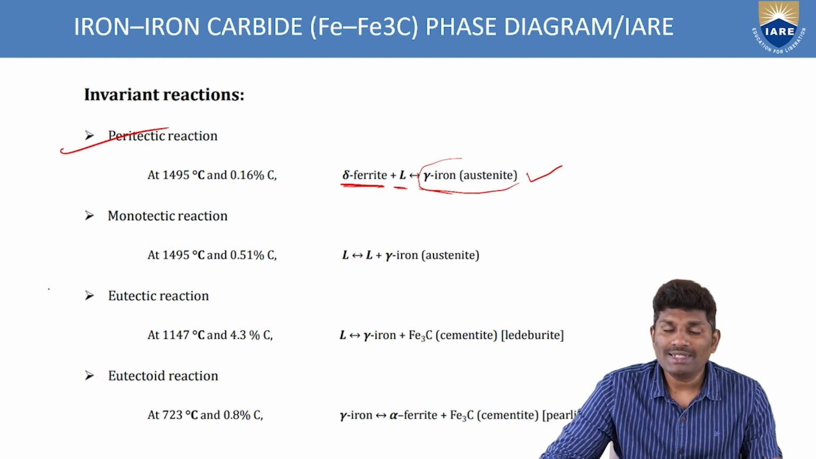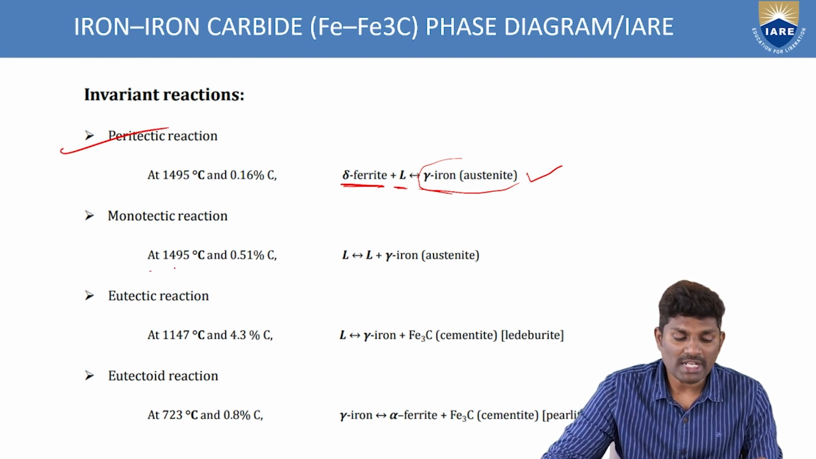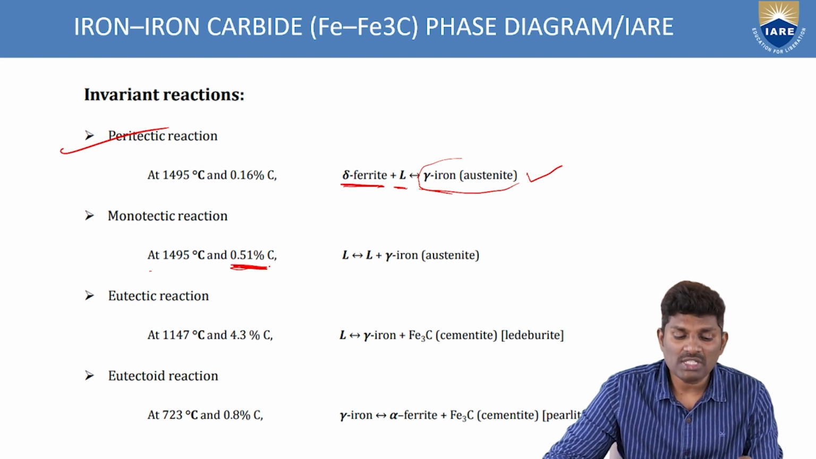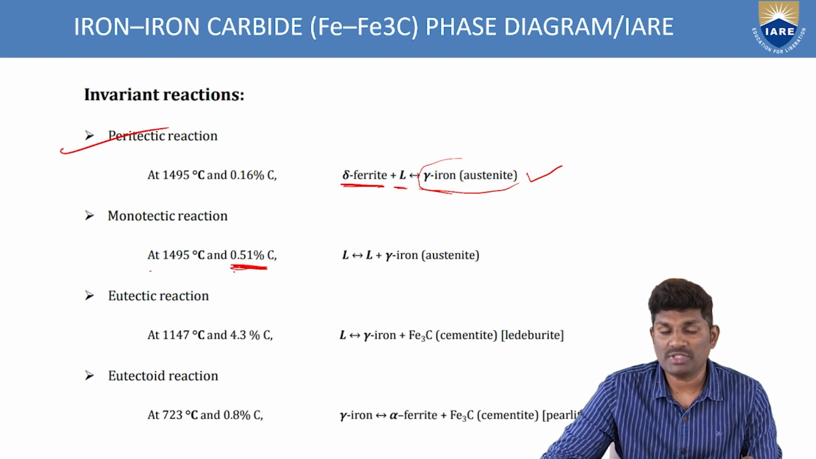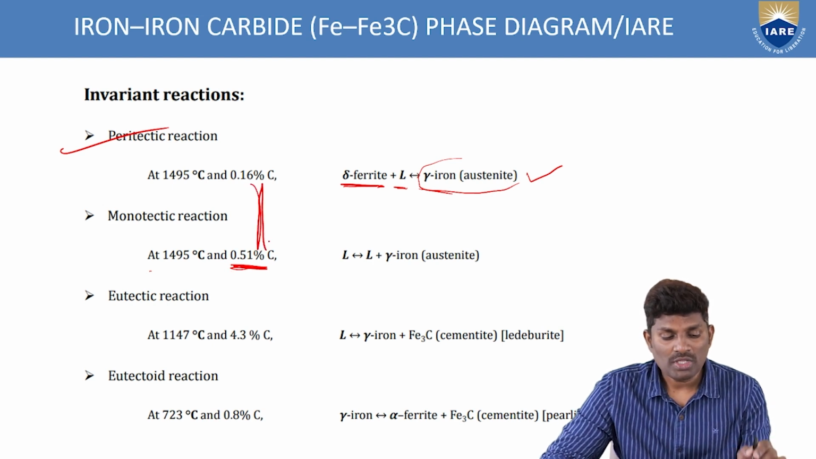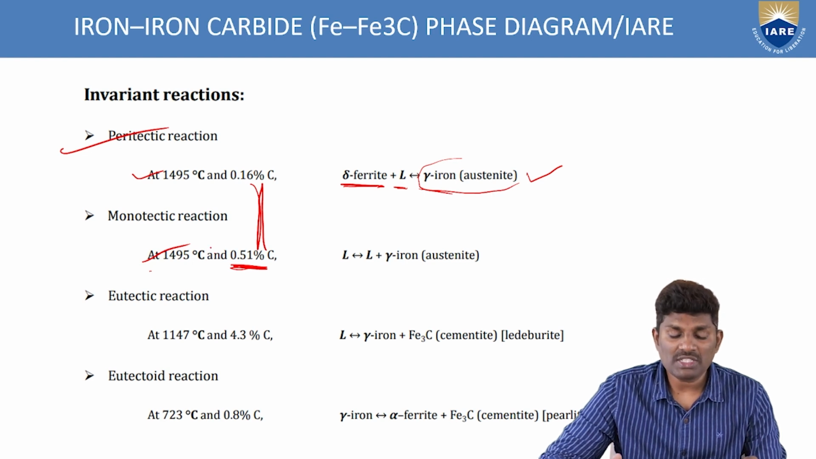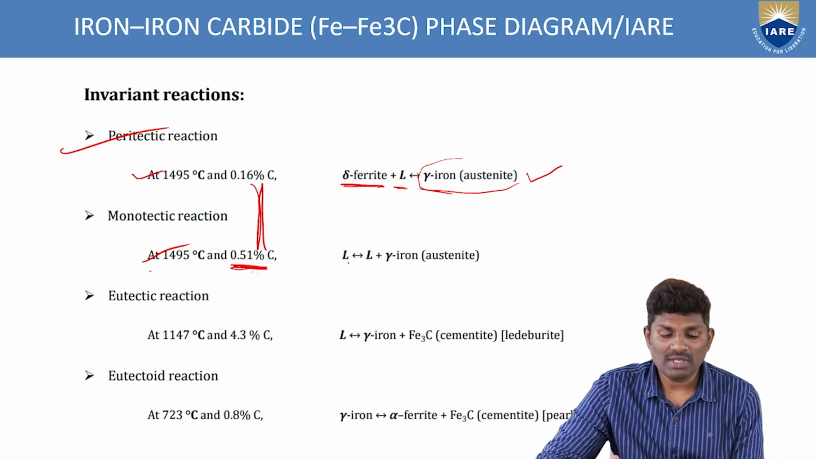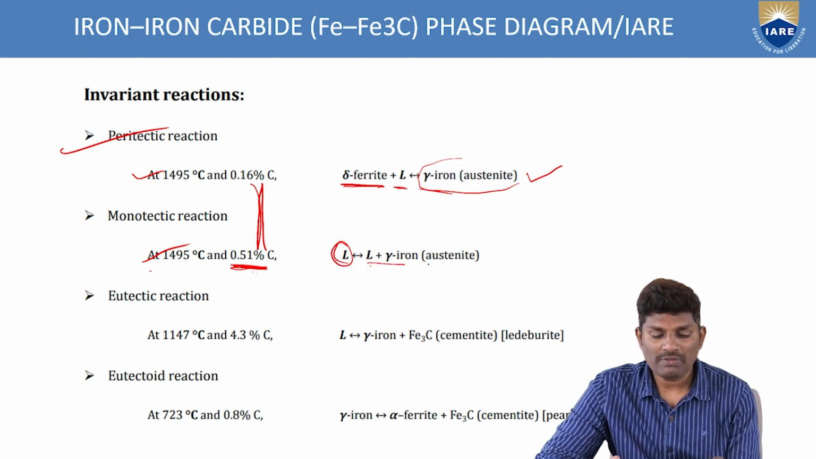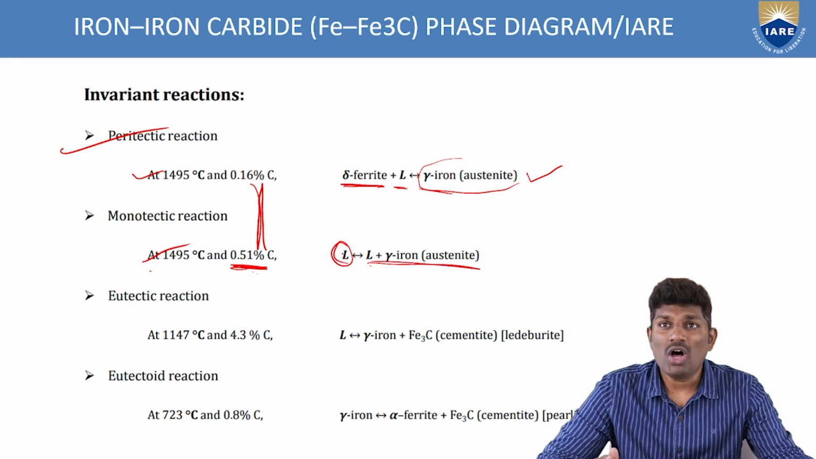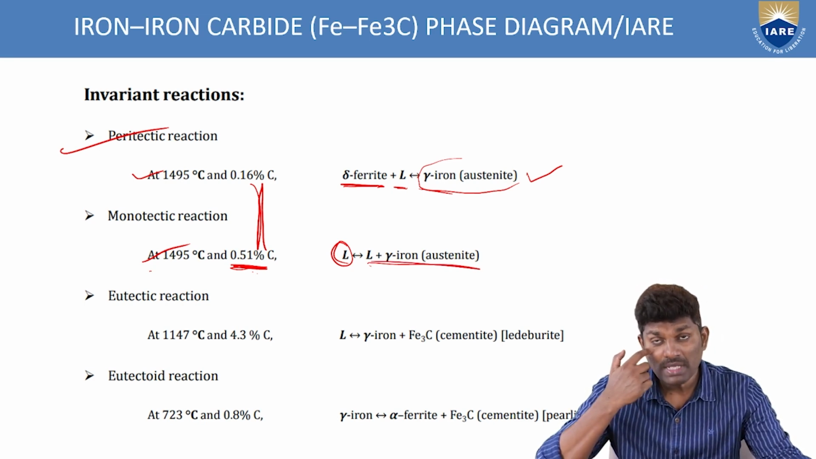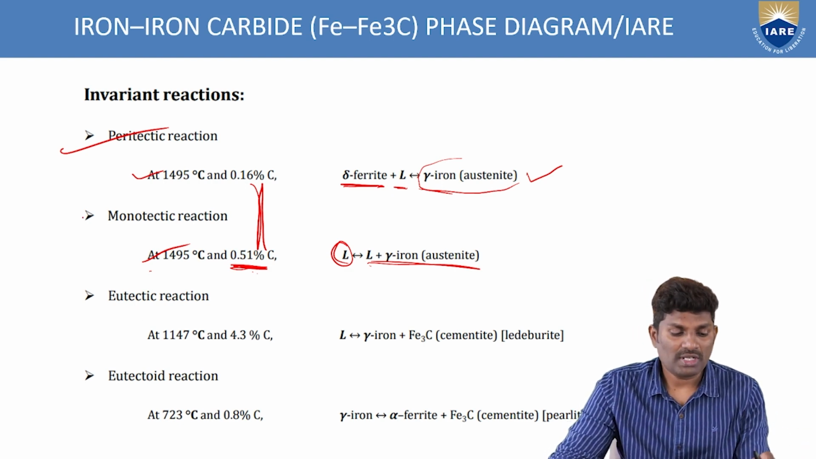Then the monotectic reaction. This is also at 1495 degrees centigrade, but the composition changes: 0.51 weight percent carbon. So there is a difference between these two. The temperature is the same, but the composition differs: for the peritectic reaction you have 0.16 weight percent carbon, and for the monotectic reaction you have 0.51 weight percent carbon. And here also there is liquid. When you heat or cool, the liquid converts into one liquid plus one solid, that is austenite. Liquid plus gamma iron gives austenite. So that is the monotectic reaction.